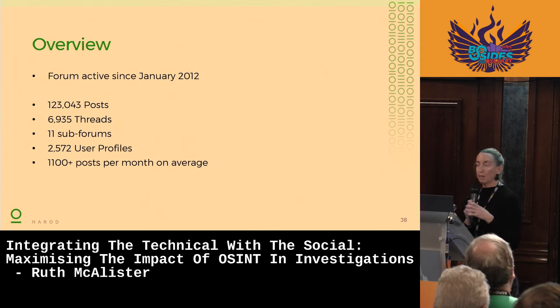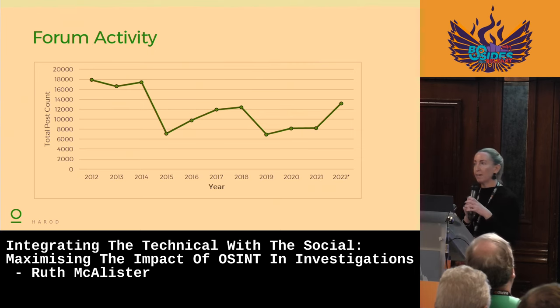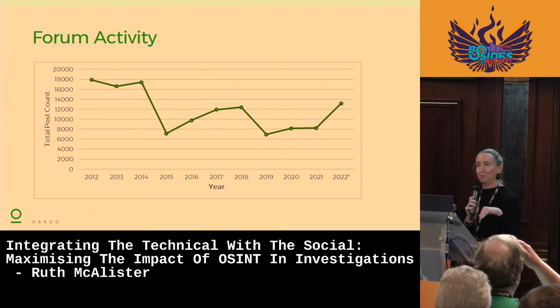This forum has been active for quite a long time, since January 2012. You can see 123,000 posts, 11 sub-forums, 2,500 user profiles. And on average, there are 1,100 posts per month. Now, like I say, I'm interested in the forum and the technology. So in terms of the forum, like I said, it's been active from 2012. What's quite interesting from that graph is there's a huge dip around 2015.